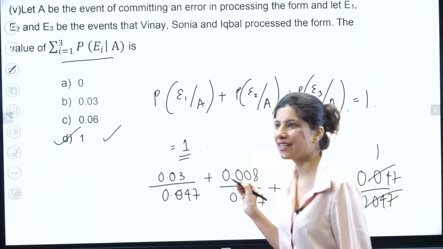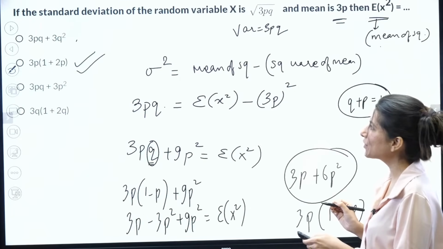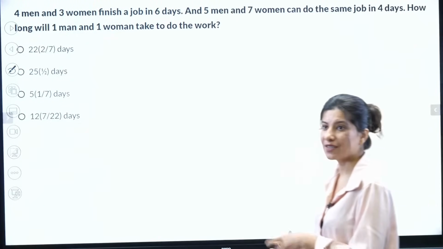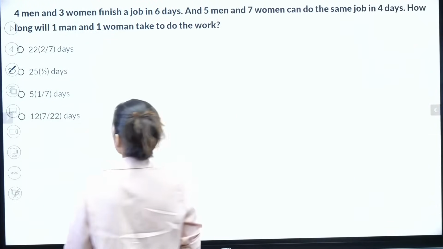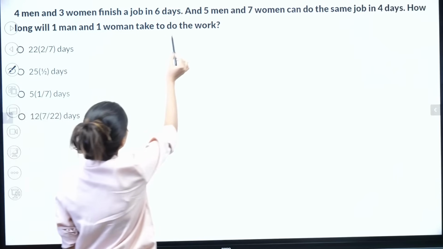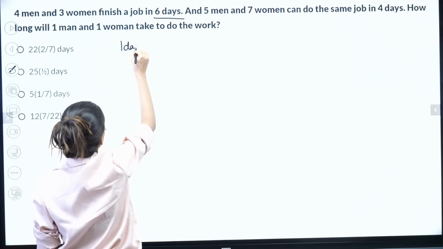Right? Yes. Okay. And now let us go back to the very first question, which we were solving. This was the question, I guess. So quickly, one more time we will do it. 4 men and 3 women finish a job in 6 days. Right? So in 1 day.